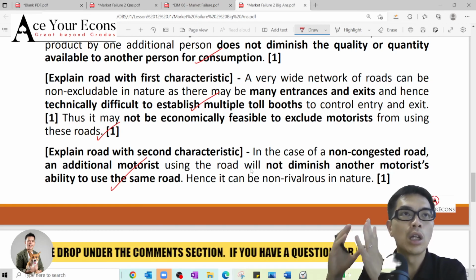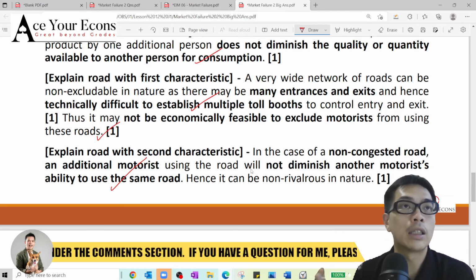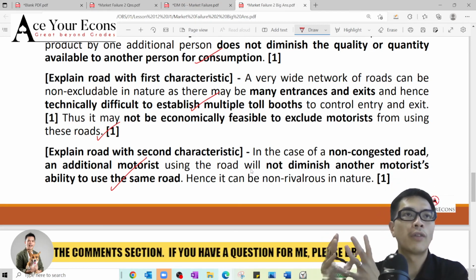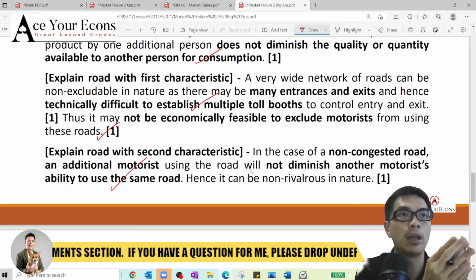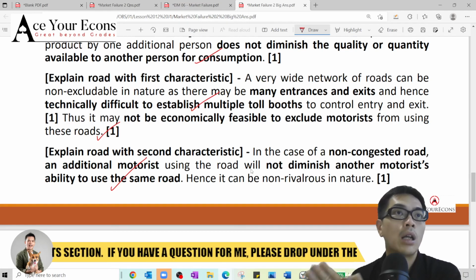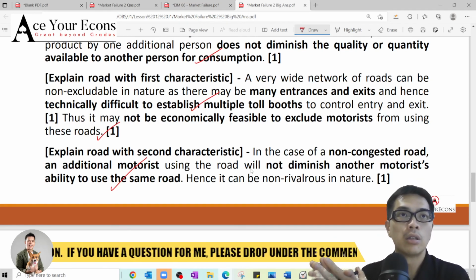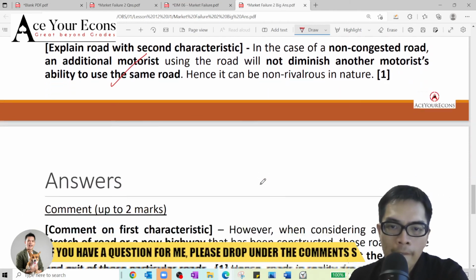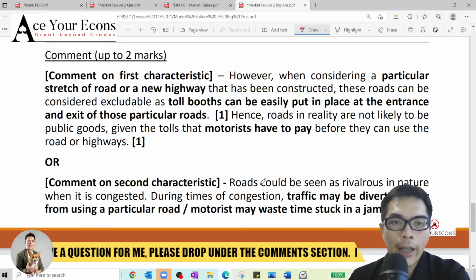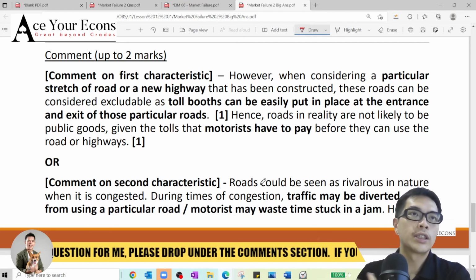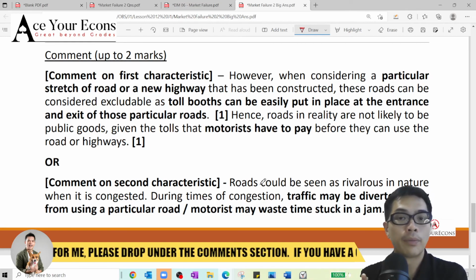Do not jump into the question by going straight off and telling me that it's excludable and rivalrous. This way of answering is exceptionally dangerous because you are not addressing the explain. You are going straight to the comment. The comment has a lower weightage of marks. For the comment part, we are looking out for the antithesis. We are looking out to justify how it could be excludable or how it could be rivalrous.